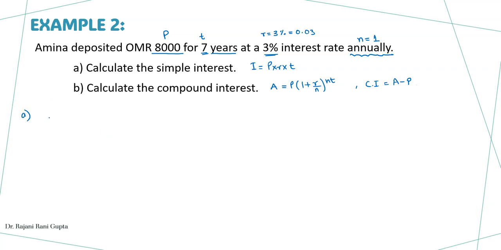So for part A, when we find the simple interest, or we call it interest, I, it is P times R times T. So what is P? 8,000. R is 0.03 and T is 7. Now just simplify this. This gives you 1680. This is the interest in riyals.